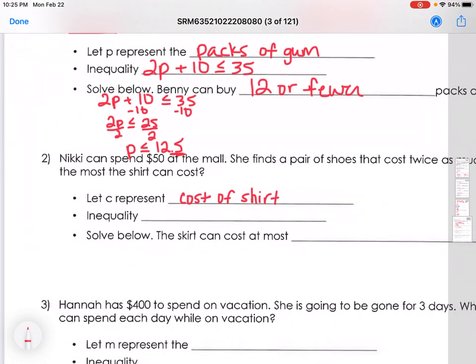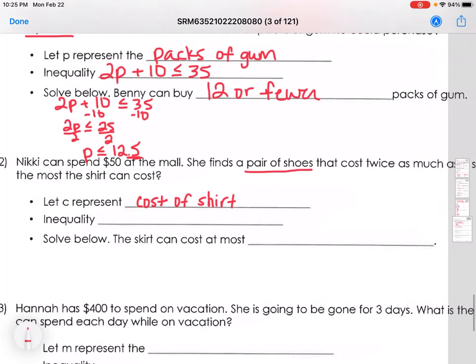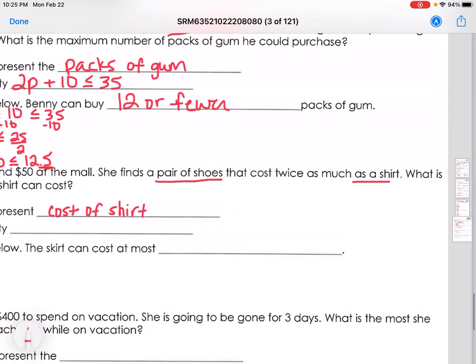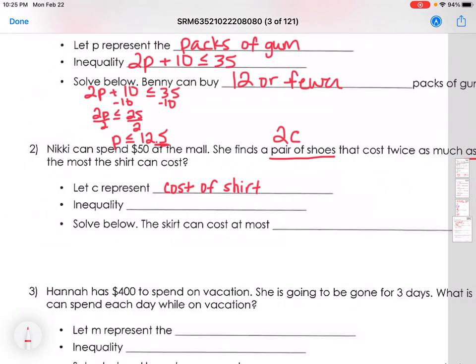So now I need to determine my inequality. Nikki's purchasing a pair of shoes and a shirt. So my shirt costs C dollars, and my shoes cost twice as much as my shirt. So that means 2 times that amount, 2 times C. So my inequality is 2C plus C is less than or equal to $50.